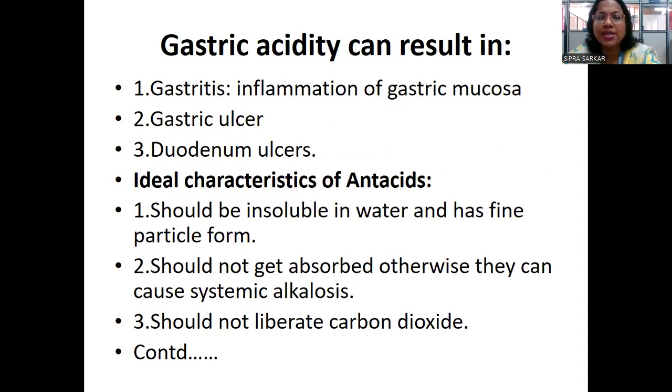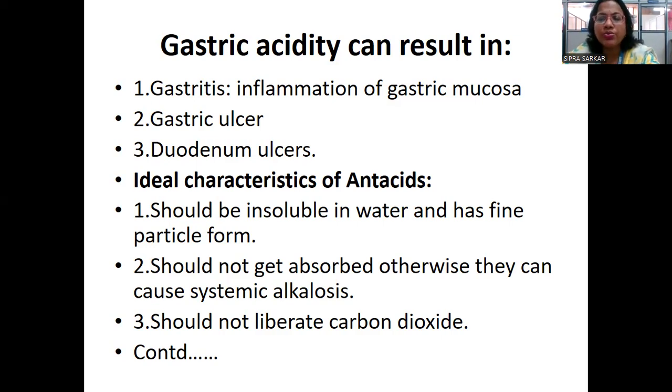Next, gastric acidity results in different types of problems: gastric inflammation, gastric mucosa damage, gastric ulcer. Whenever H+ ions are secreted in the body, they cause ulceration in the stomach mucous membrane, the intestinal mucous membrane, and so on.